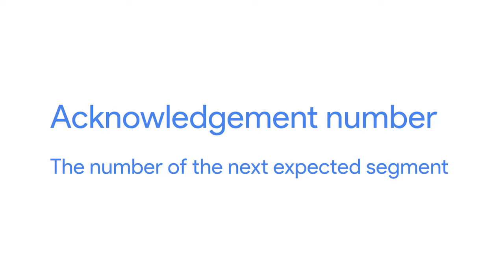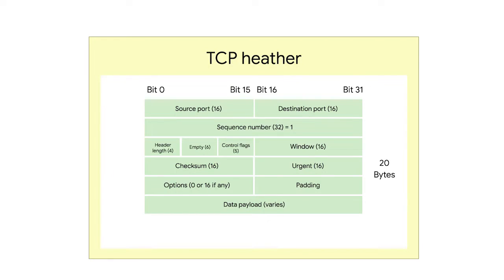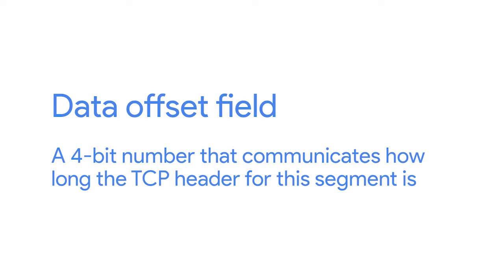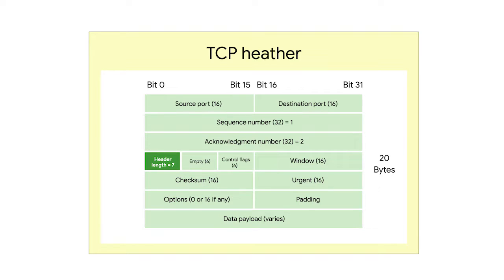The next field, the acknowledgement number, is a lot like the sequence number. The acknowledgement number is the number of the next expected segment. In very simple language, a sequence number of 1 and an acknowledgement number of 2 could be read as, this is segment 1, expect segment 2 next. The data offset field comes next. This field is a 4-bit number that communicates how long the TCP header for this segment is. This is so that the receiving network device understands where the actual data payload begins. Then we have 6 bits that are reserved for the 6 TCP control flags. We'll cover the control flags and what they each mean in the next video, so flag this for later.